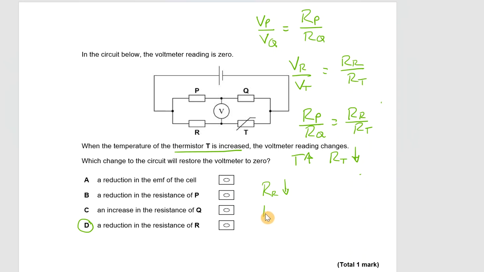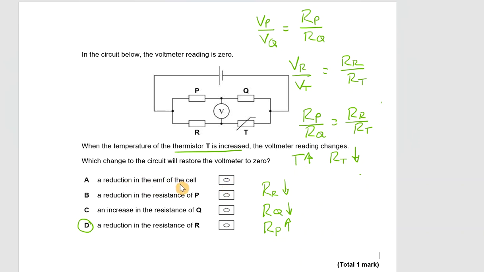I could reduce the resistance of Q, or I could increase the resistance of P. Pause the video now if you're not 100% happy where I got these ideas from, but you'll find that they're all true statements. So let's have a look which of these statements agrees with one of these possible answers.